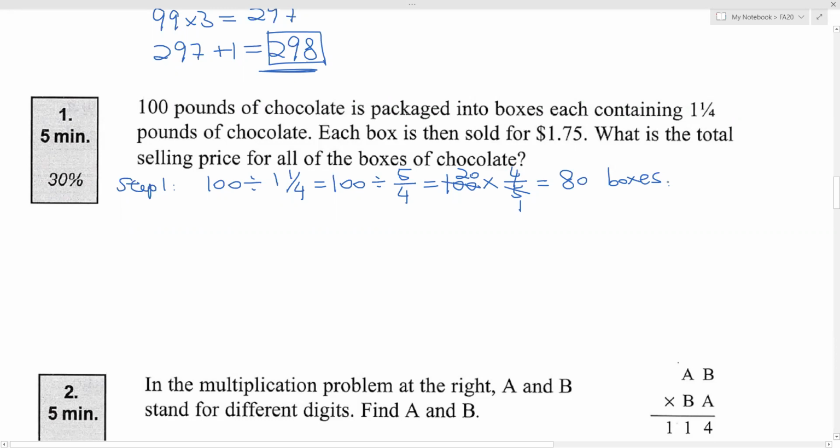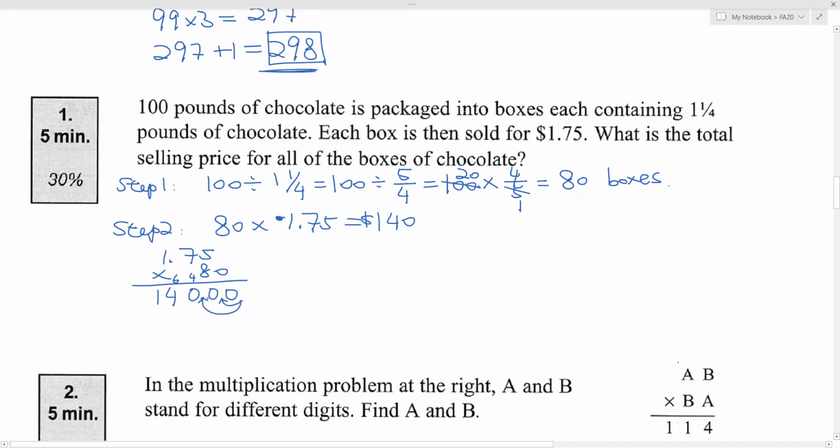Then what's your step 2? My step 2 is I multiply the number of boxes and how much each box costs, which got me $140. Very nice. Let me put it out here. We're doing 80 times 1.75, and because we have 2 decimal points, let's move the decimal point over twice. So we have $140.